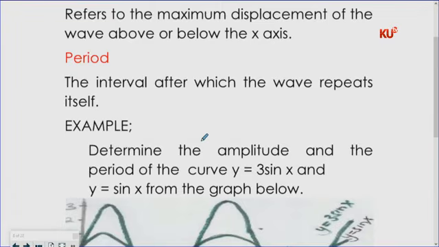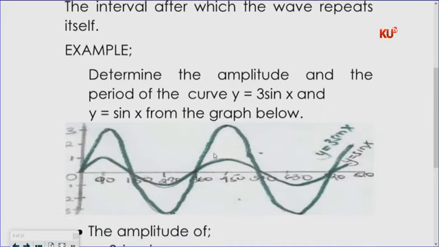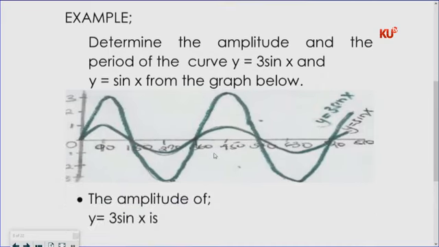Let's look at an example. You are asked to determine the amplitude and the period of the curves y is equal to 3 sine x and y is equal to sine x from this particular graph. So if you are given this graph, learner, and you are asked to get the amplitude of the first graph, this one here, y is equal to 3 sine x. So this is the graph of y is equal to 3 sine x.